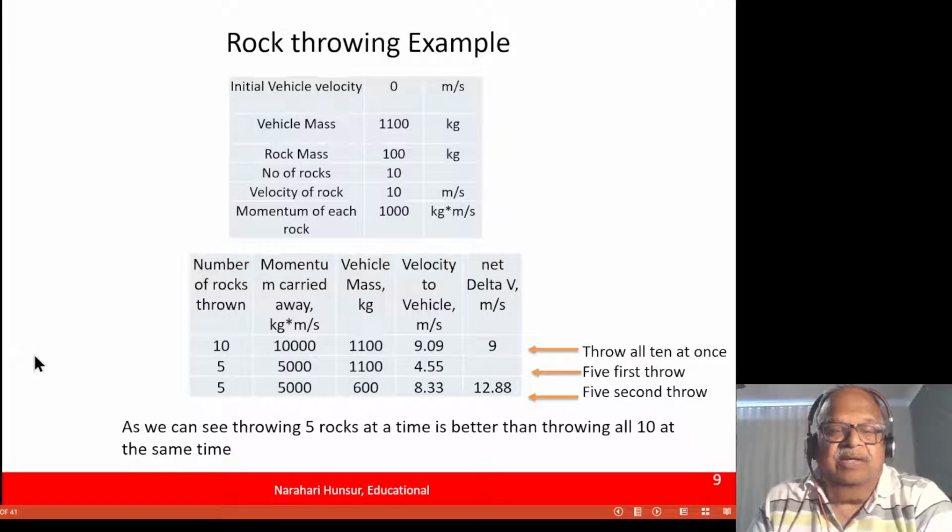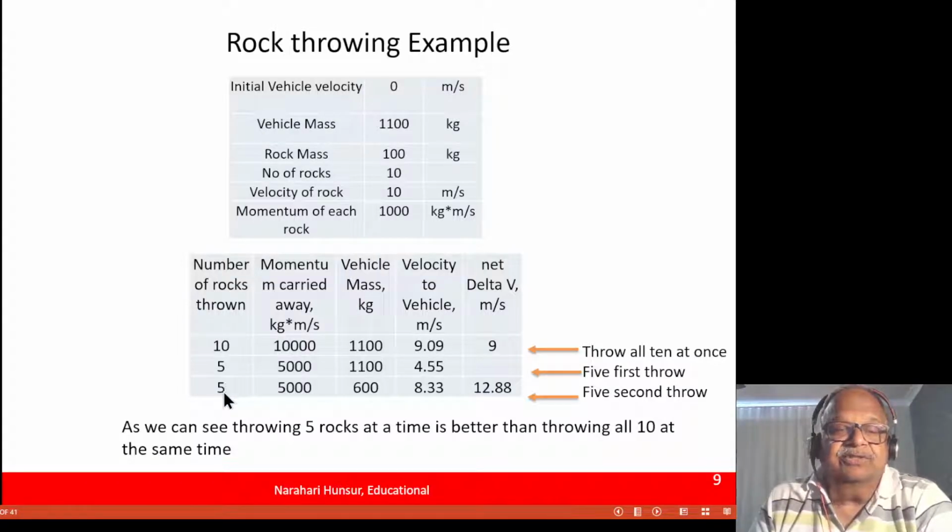Now let's say he's smarter. He throws 5 bricks at a time. When he throws the first 5 bricks, the momentum carried away by the bricks is 5,000 kg meters per second. Again, the vehicle mass when he threw was 1100. Now the velocity it gets is smaller because the momentum carried by the rocks is smaller. He gets 4.55 meters per second increase in velocity of the sled.